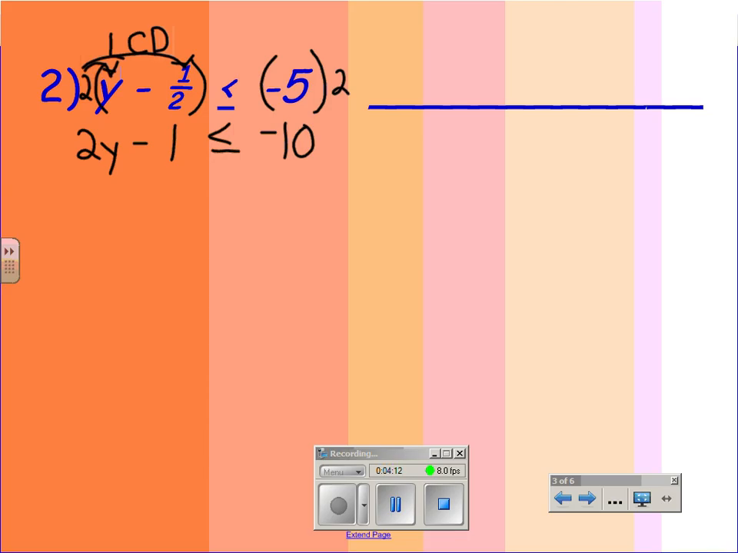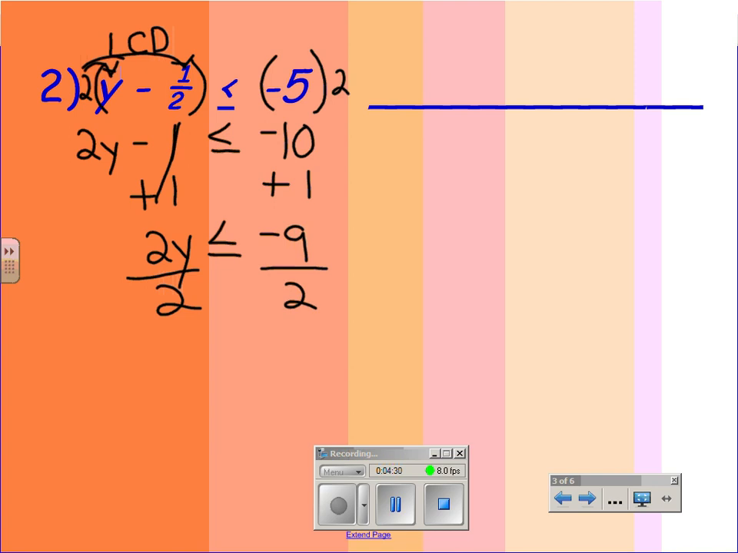Keep in mind that we multiplied by a positive 2. Just put that in the back of your mind for me for a minute. And then we just solve, just like we would if it was an equal sign. I end up with 2y is less than or equal to negative 9. And then if we divide through, keep my inequality sign. Looks like I have negative 4 and a half.